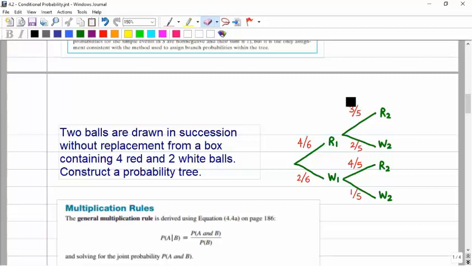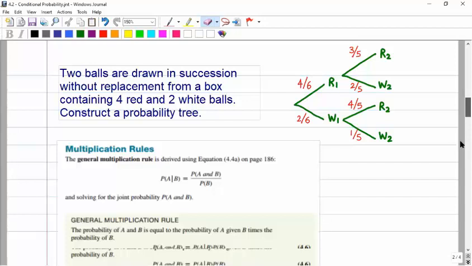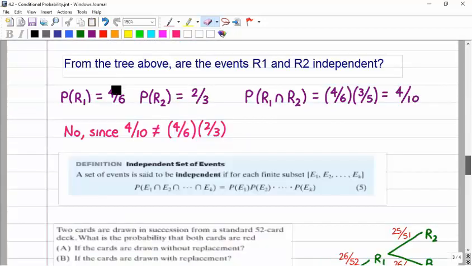R1 and R2 back to back would be those two multiplied together. So what I'm showing down here is that here's R1, here's R2 that we just figured. Here's R1 and R2, which I'm then showing as the multiplication of the two. So 4/10 does not equal 4/6 times 2/3. So they're not independent. And we were pretty much sure these weren't going to be independent anyway. That just backs it up, because obviously it was dependent, because it depended on what color ball you chose the first time. Anyway, that just proves it numerically.